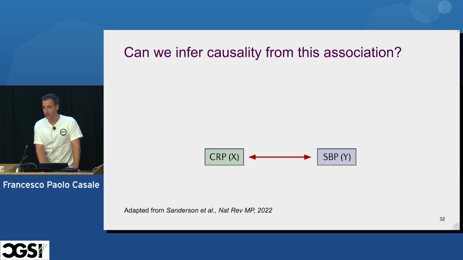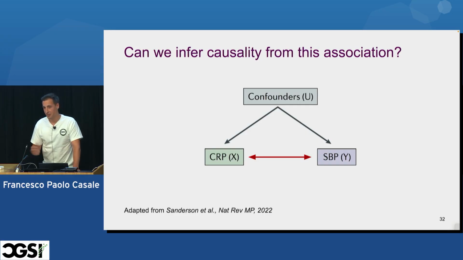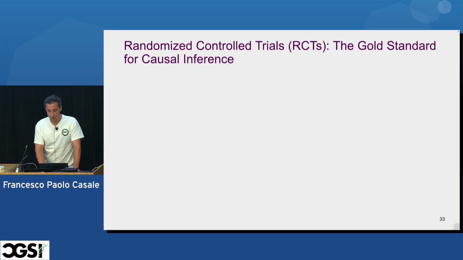So say we see an association between C-reactive protein and systolic blood pressure. Can we infer causality from these associations? And the answer is generally no, we can't, because there are confounders that affect both traits. This can be lifestyle, it can be medication, it can be BMI. And so the gold standard for causal inference is really randomized controlled trials.